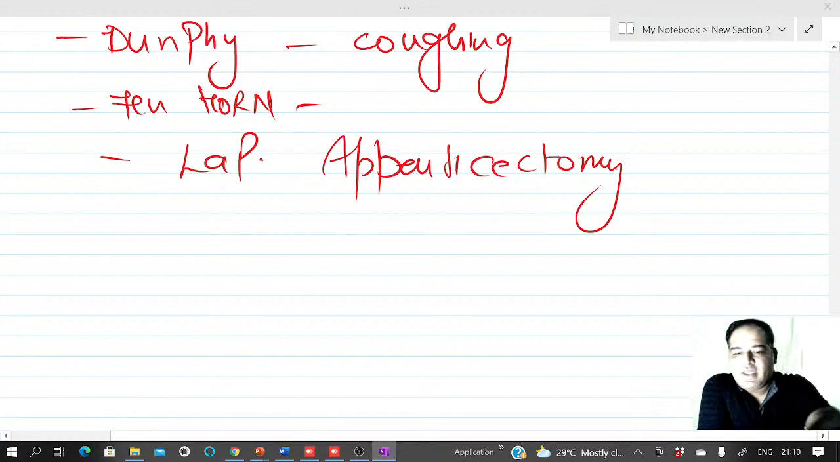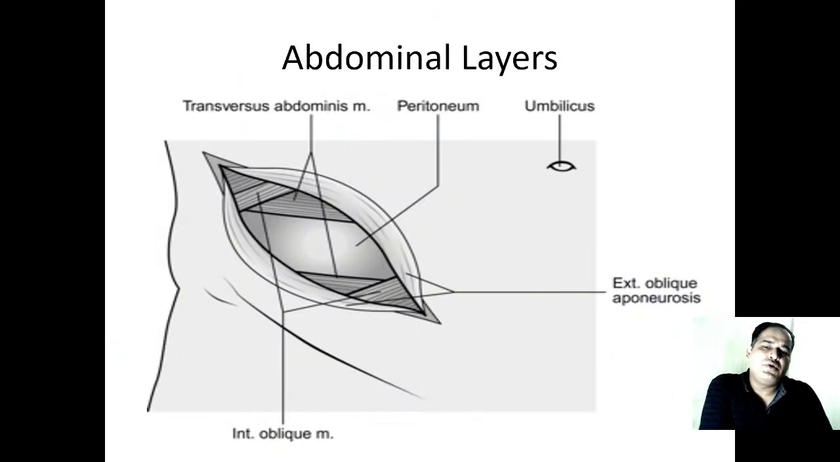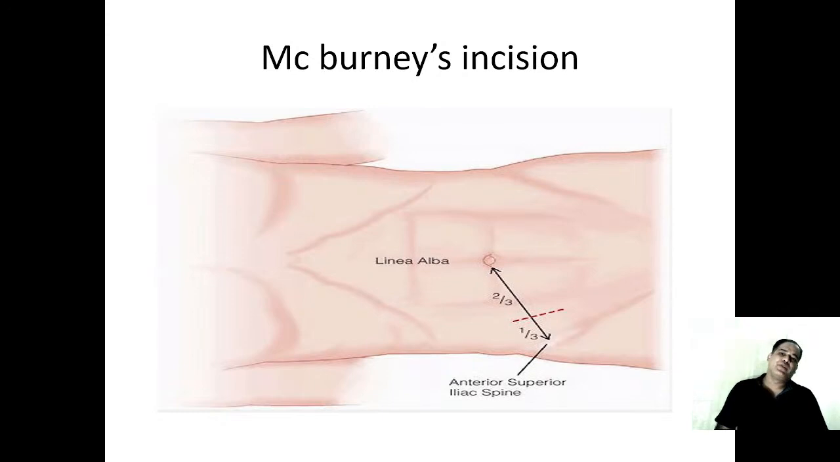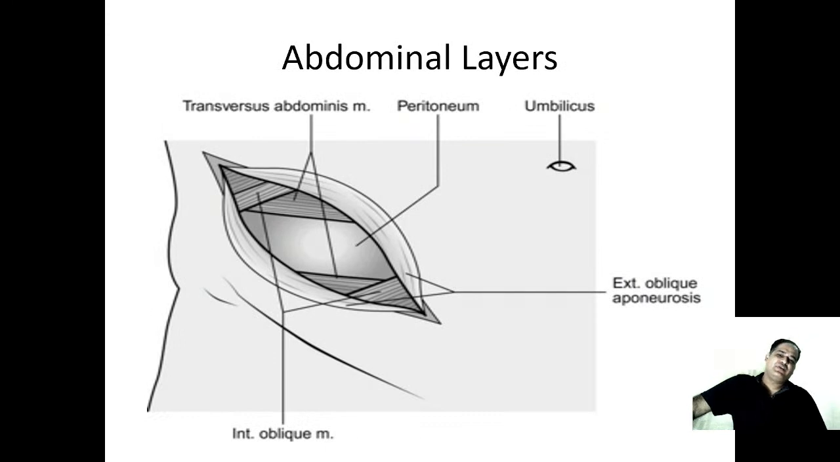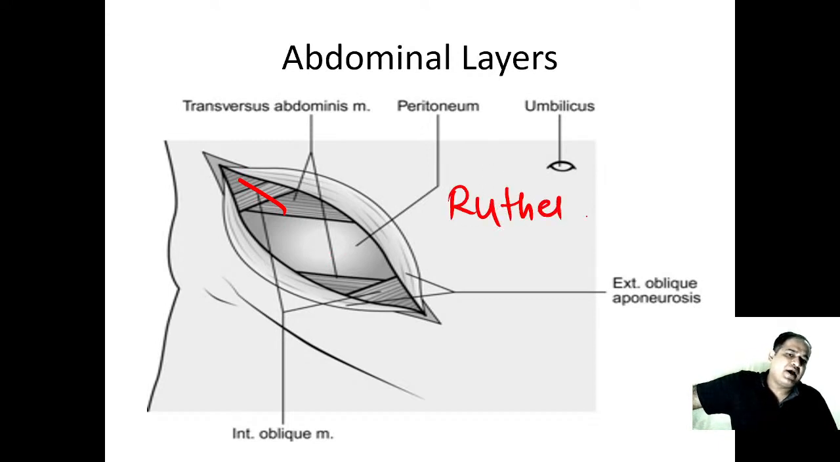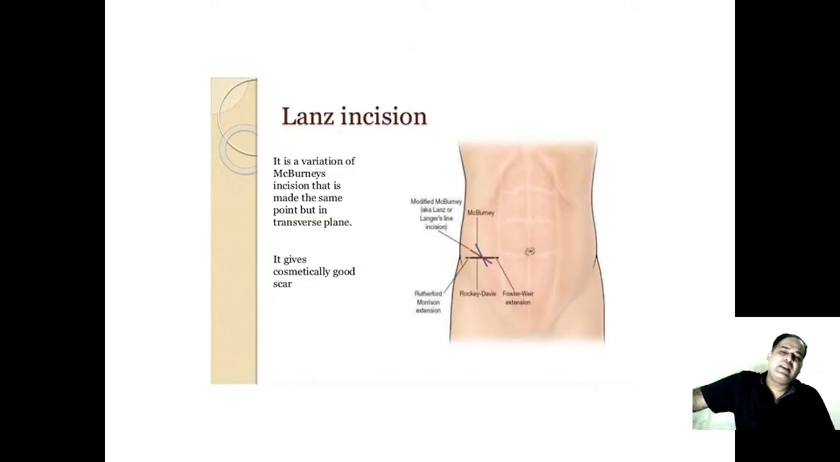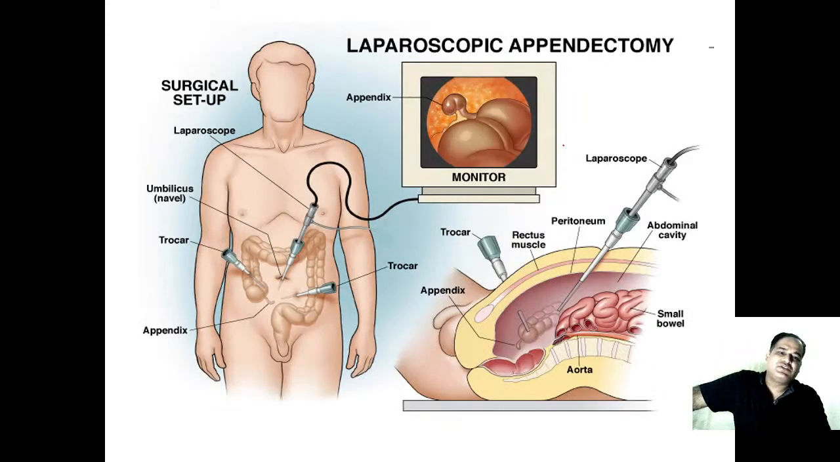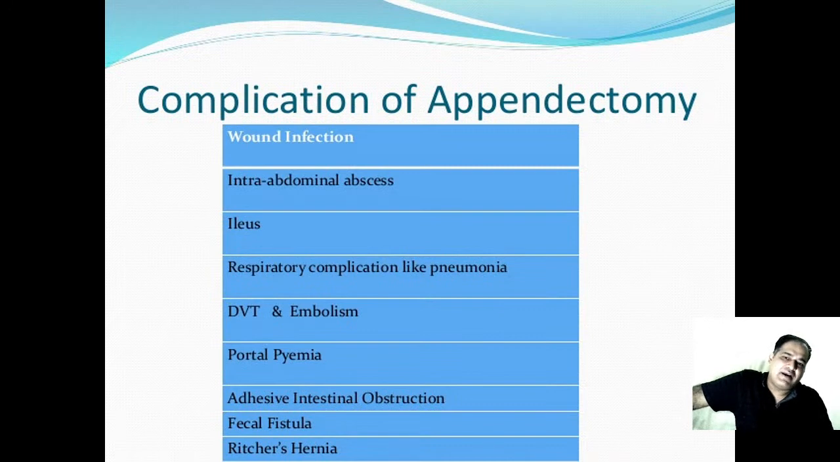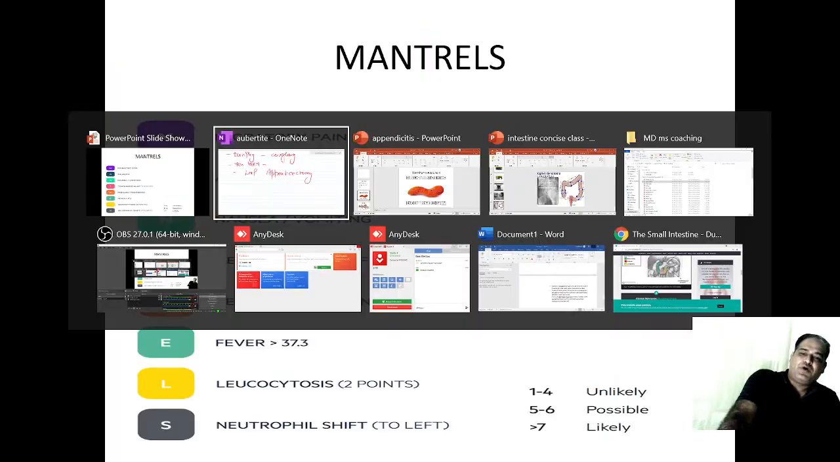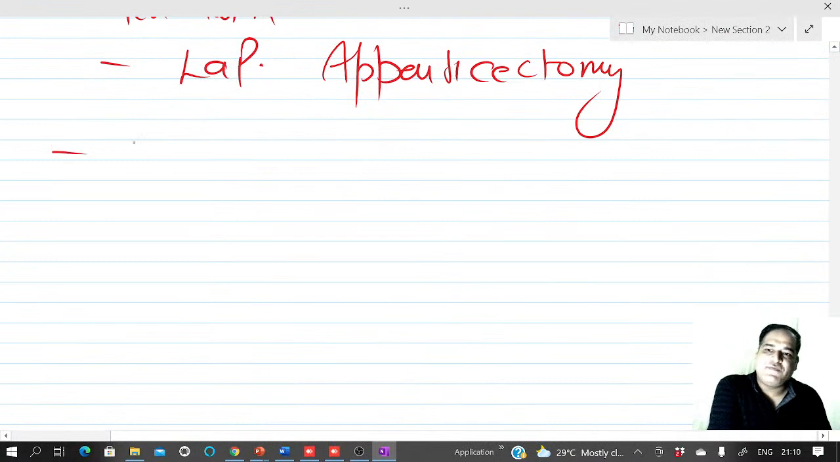Fine. If you do it by open approach, you are going to give McBurney's incision, also known as MacArthur incision, also known as gridiron incision, which is just a muscle splitting incision. If you cut the muscle, it becomes Rutherford Morison incision. The name of the incision is important. Fine. Lanz incision, also called Bicknell's incision, is considered a more cosmetic incision, and it is preferred for women.